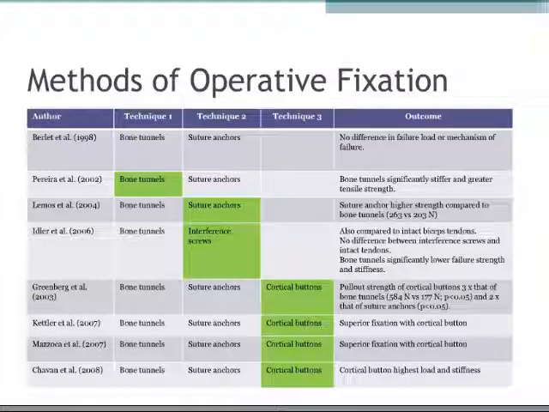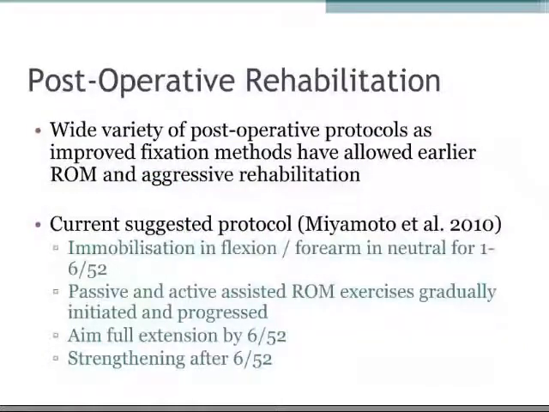Post-op rehab: with better fixation methods, rehab protocols have become more aggressive. The authors of this current review have suggested a protocol between 1 to 6 weeks, but haven't specified exactly when they start. Passive and active assisted range of movement exercises are gradually initiated and progressed, aiming for full extension by 6 weeks, and then strengthening after 6 weeks. They've said to start mobilizing from 1 week at the earliest.